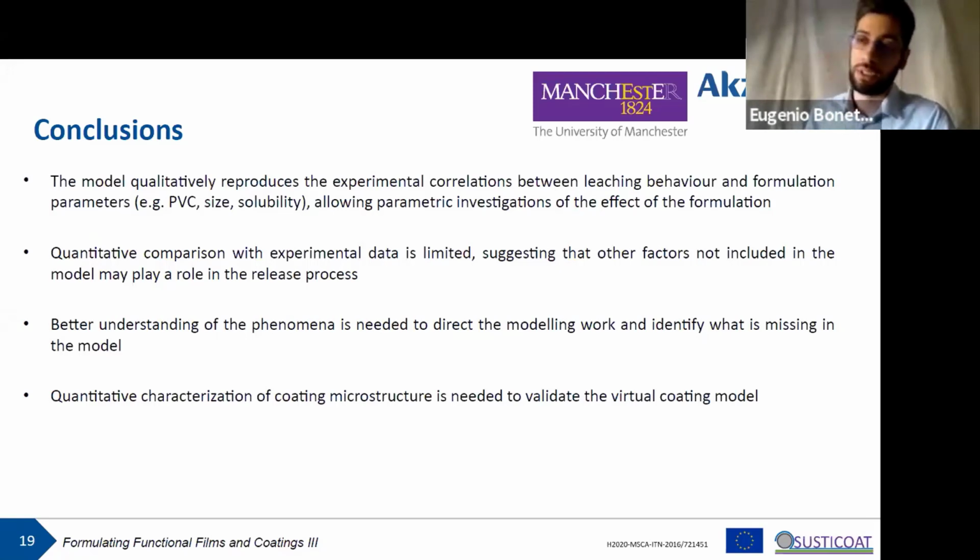But improving the model requires a better understanding of the phenomena involved in the process of release, and better understanding means a better possibility to identify what is important for the release and what needs to be included in the model. And finally, as I said, the characterization of the microstructure is still needed for the validation of the microstructure model.